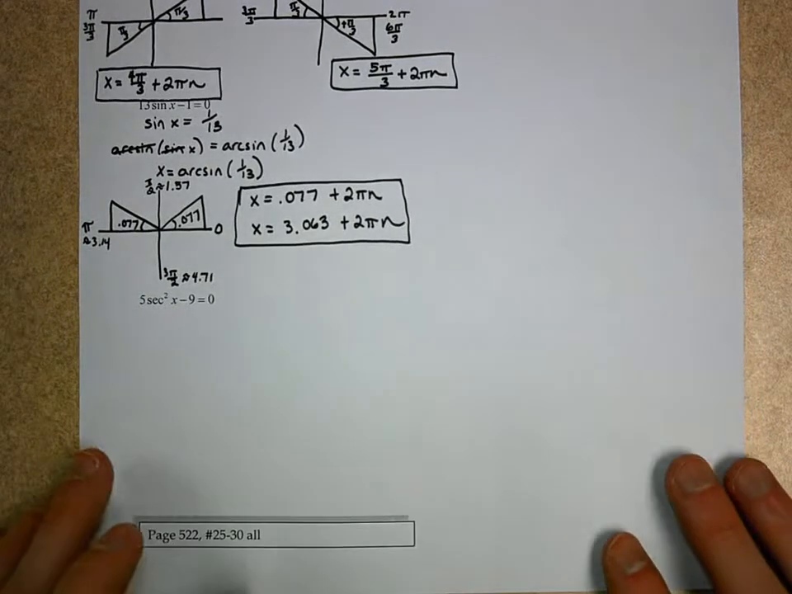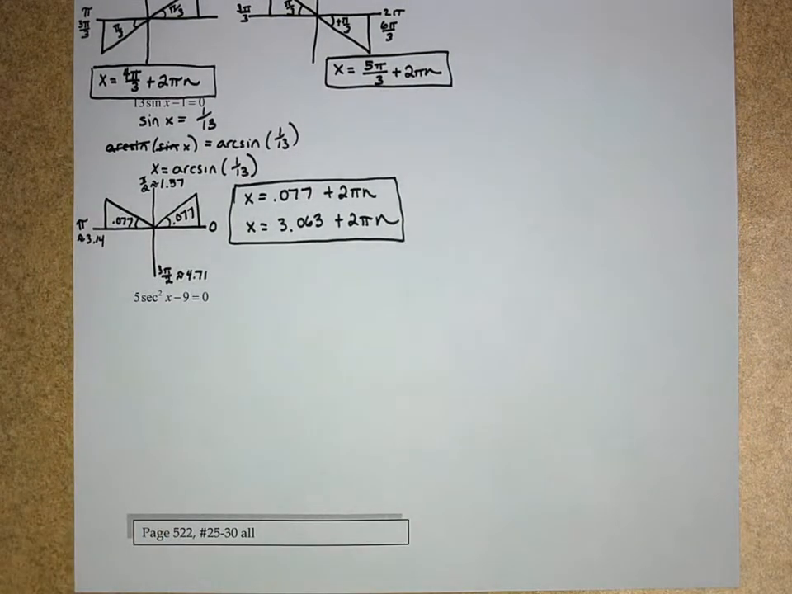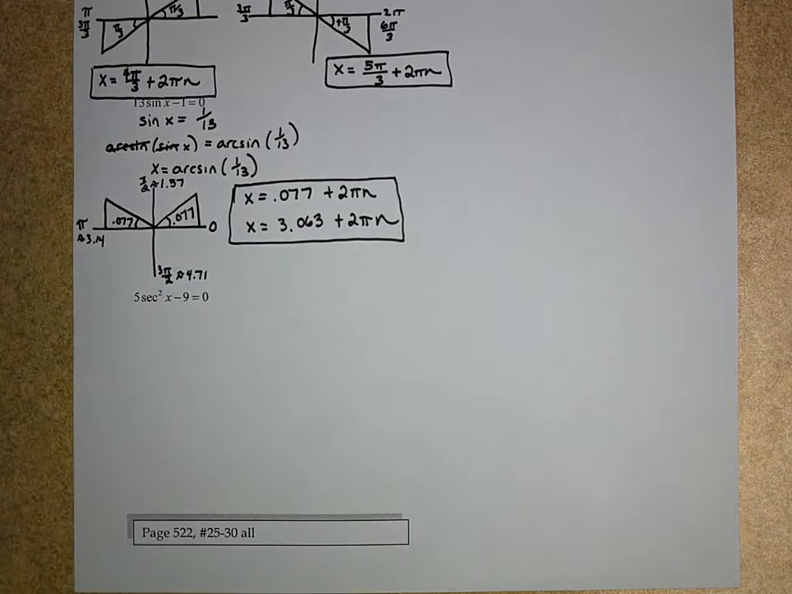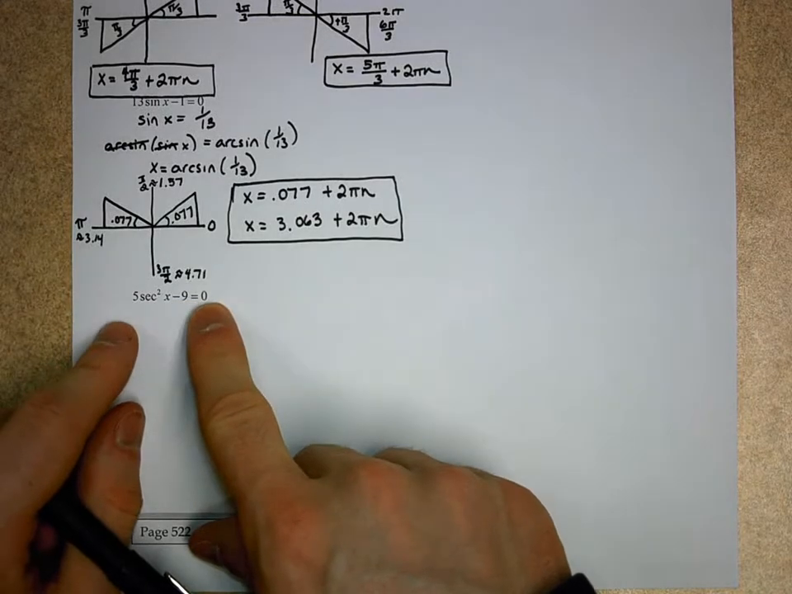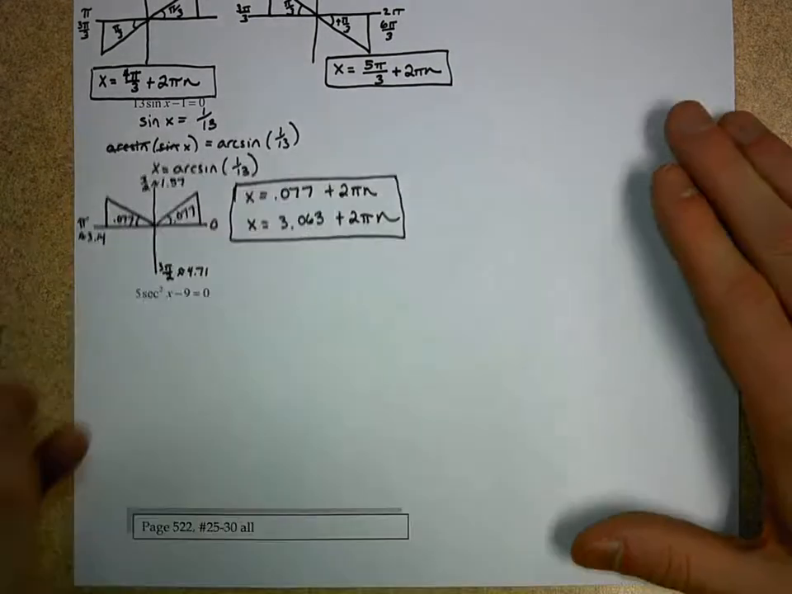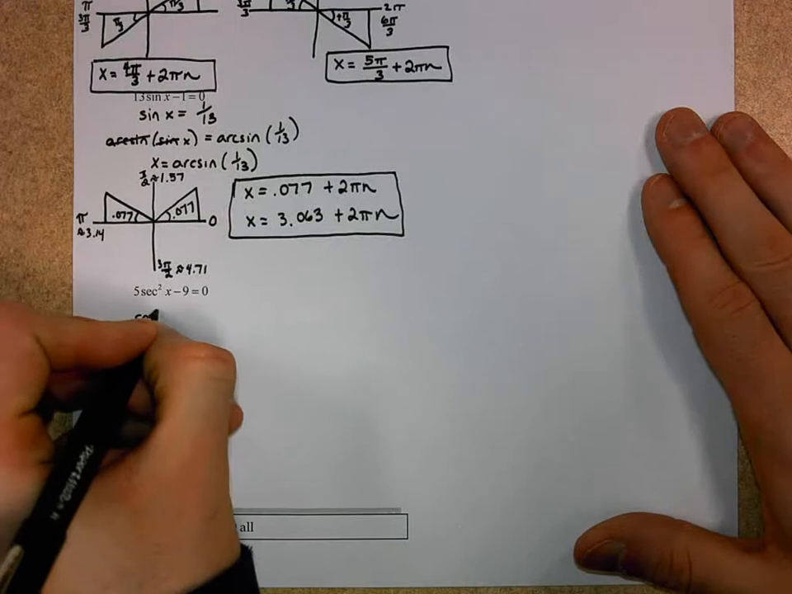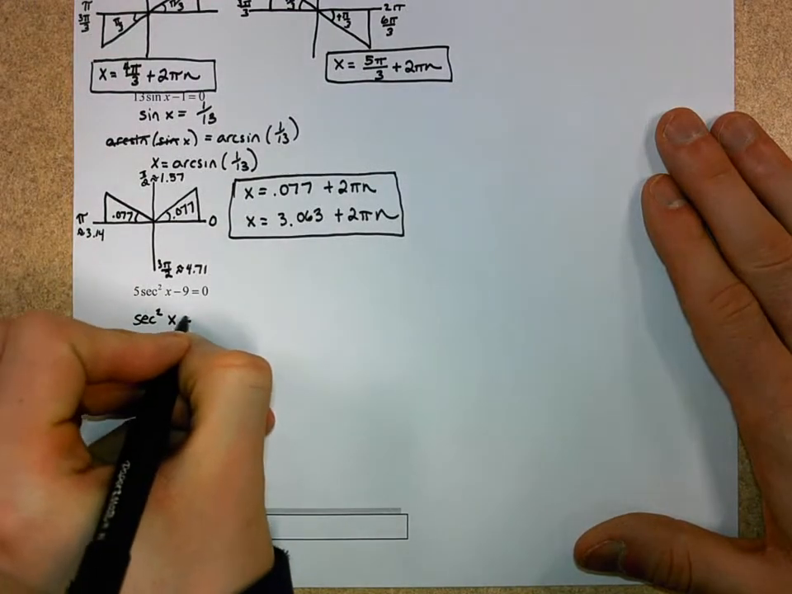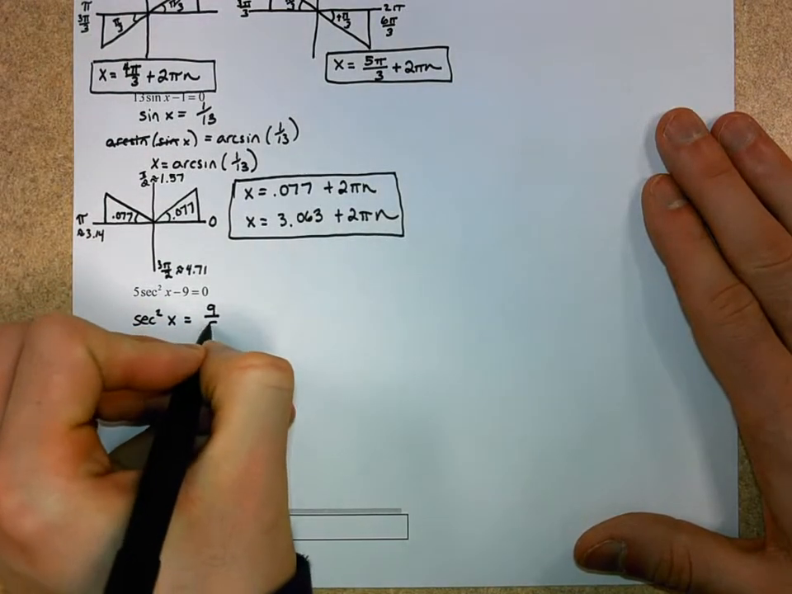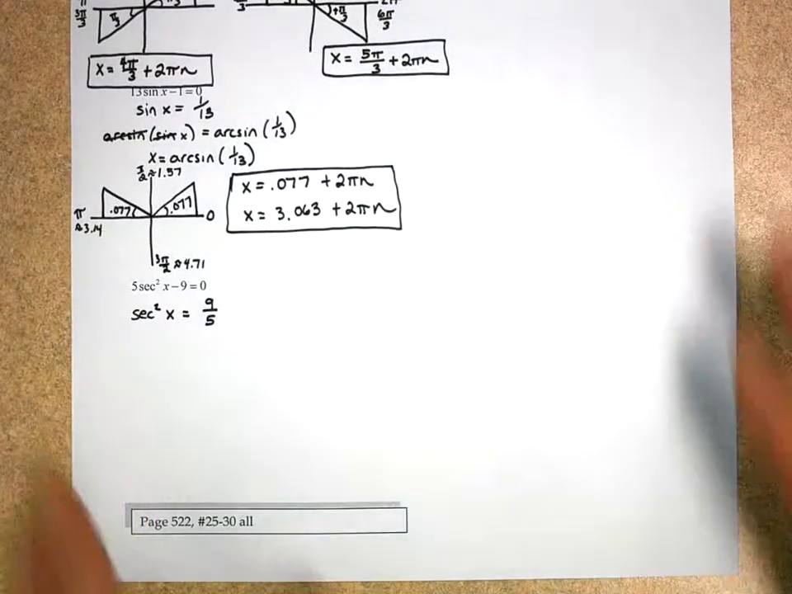The final example here deals with secant. And the additional step that we're going to have in this one is we're going to need to convert secant once we have everything by itself. We want that secant to be by itself. So here what we're going to do is we're going to add 9 to the other side and then divide by 5. So then we get secant squared of x is equal to positive 9/5.